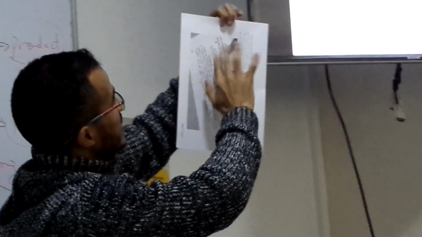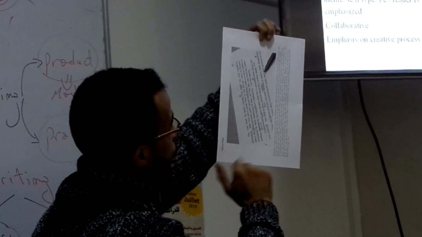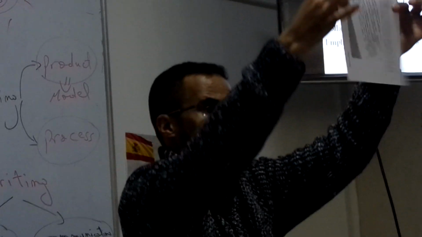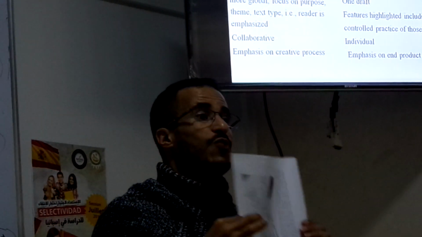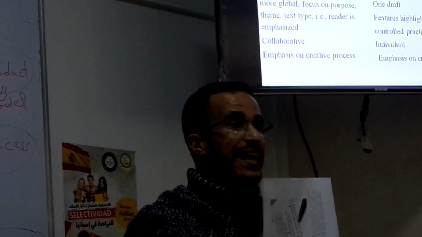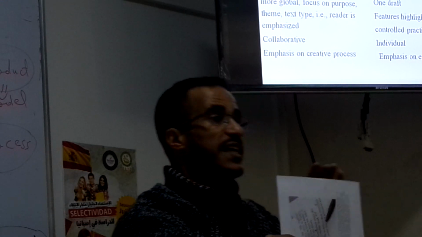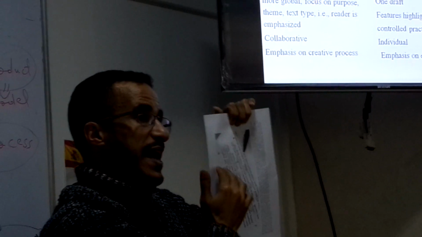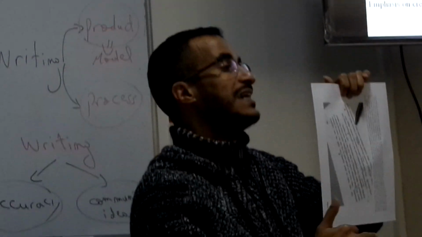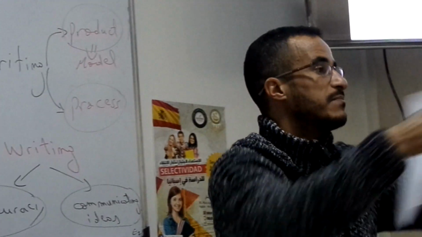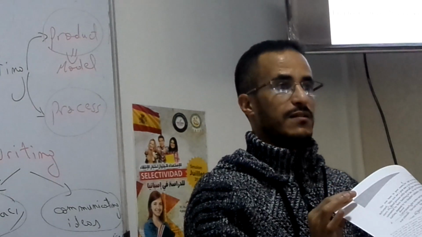So look here, this is a model. We have the date, the address, salutation, concluding. From the very beginning, you give them the product and you tell them, now I want you to write an email or a letter taking into account these elements, the address, the date, salutation, concluding, etc. So from the very beginning, you give them the model.